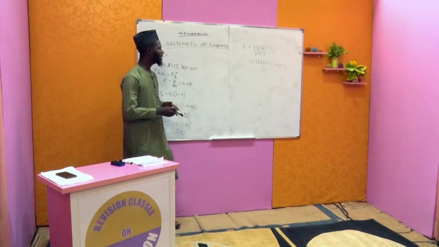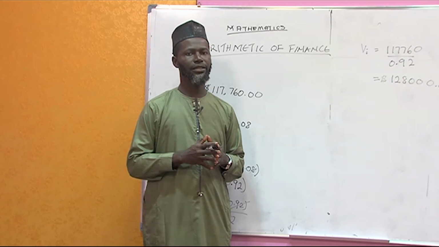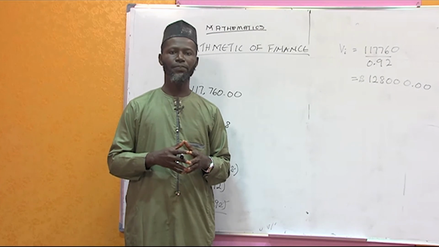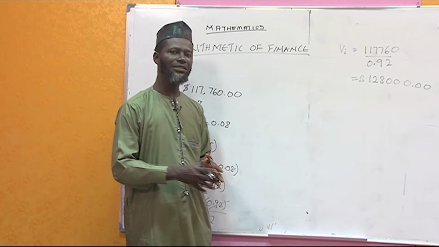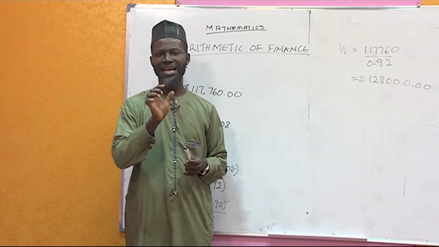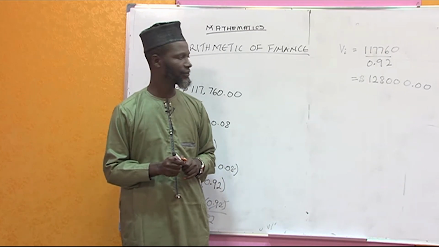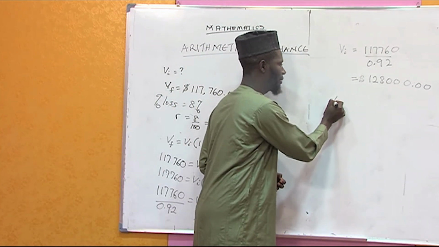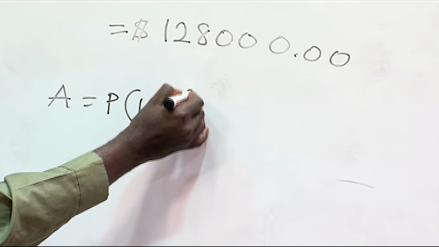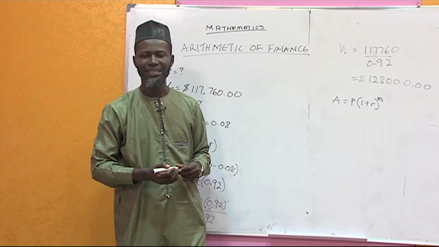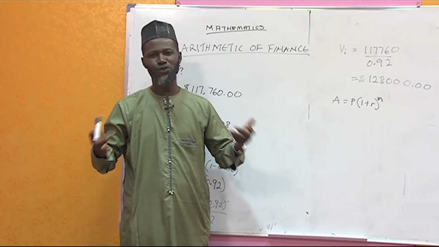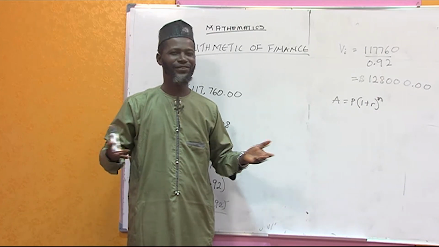In conclusion, let's recap a little bit. I told you initially that arithmetic of finance simply means the mathematical application to financial problems. One very important formula that just needs to be manipulated is amount of compound interest, which is equal to P into bracket 1 plus R raised to power n. If you know this formula, there will not be any problem on arithmetic of finance that you will not be able to solve.